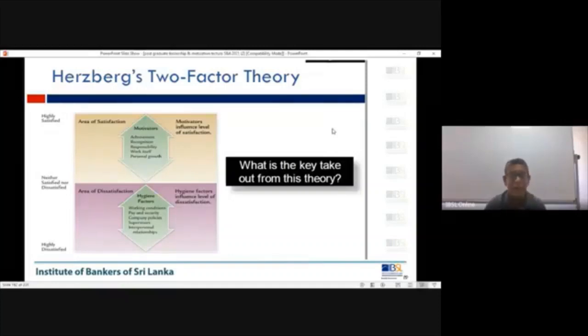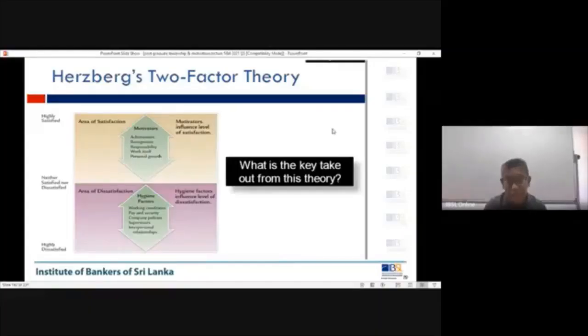How can they say salary is not a factor? Salary is a good factor for them. Another criticism is that removing dissatisfaction does not, by itself, contribute to motivation. And the cultural and social aspects must be taken into account. Take Sri Lanka: salary, job security, and all of these play an important role.